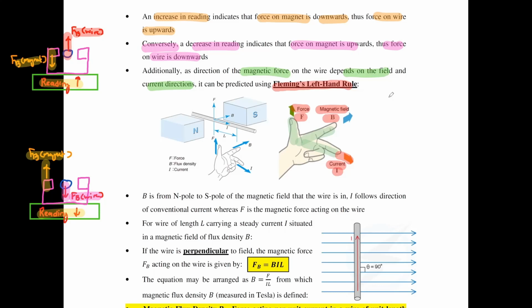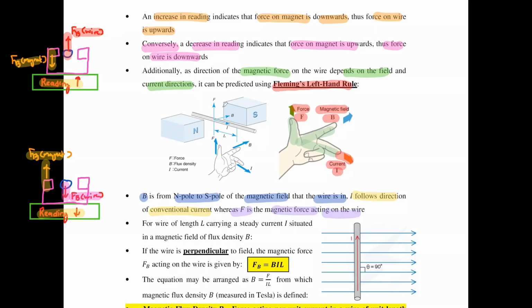For the direction of your magnetic field, it's always from the north pole to the south pole of the magnetic field that the wire is in, whereas your current I is following the direction of conventional current. And lastly, your F is the magnetic force acting on the wire.